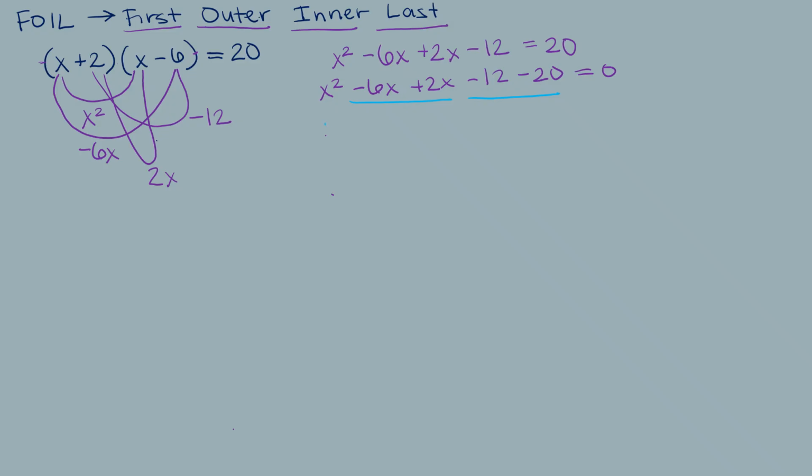So you would rewrite this as x squared minus 4x minus 32 equals 0. Okay, so this is our new equation that we're going to be working off of, and this is what we're now going to use the diamond method for.